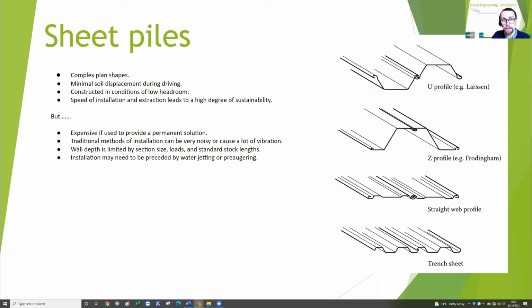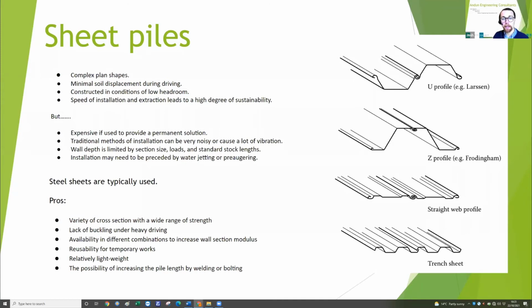The wall depth is limited by section size, the loads, and the standard stock lengths. And in certain ground conditions, installation may need to be preceded by water jetting or pre-augering. Typical sheet piles are steel profiled, but timber and concrete types can be used. The typical steel profiles are shown here, and they've got a number of benefits. So there's a variety of cross sections with a wide range of strength, a lack of buckling under heavy driving with stiffer sections, and availability in different combinations to increase the wall strength. So you can profile them differently when you clutch them to give you different strength.